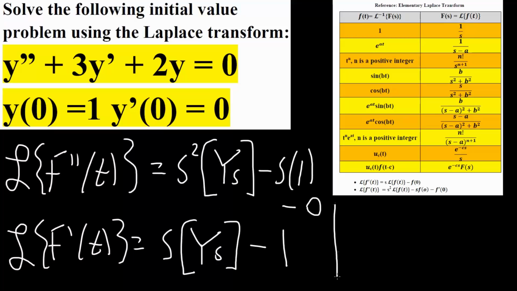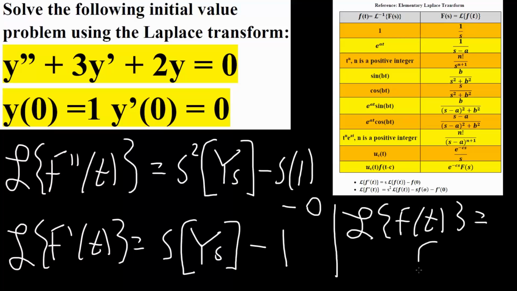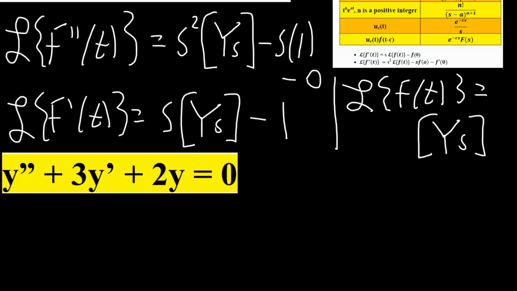And the next one we need to do, because we have simple y, we need to say that the Laplace of f(t) is equal to, it's not given, but we need to know it. It's going to be bracket Y(s), like this. And so using these three, we simply need to plug it in here. So let me scroll down a little bit. The next thing is we simply plug in these values into our original equation.